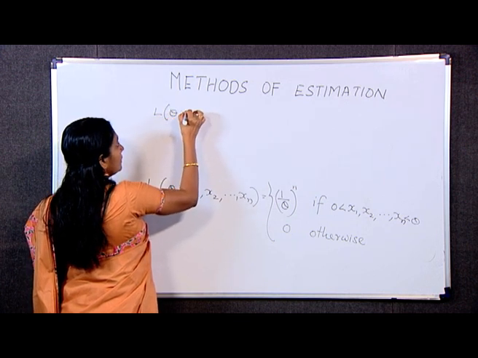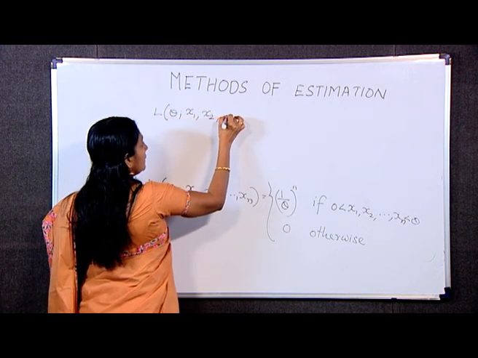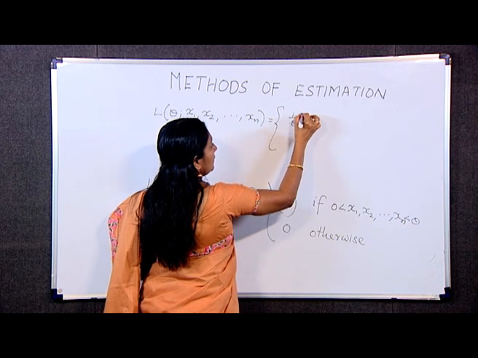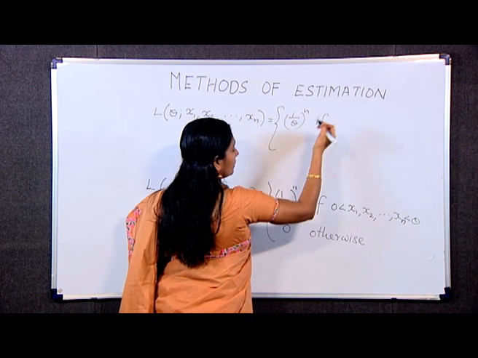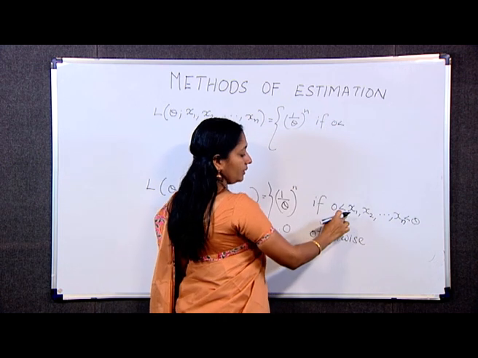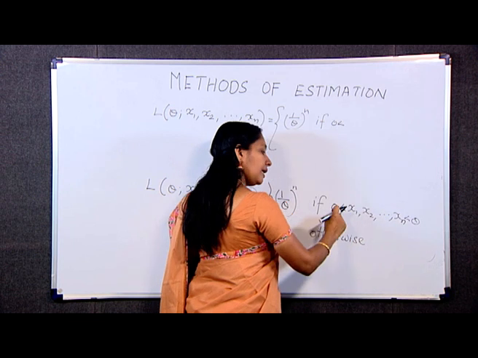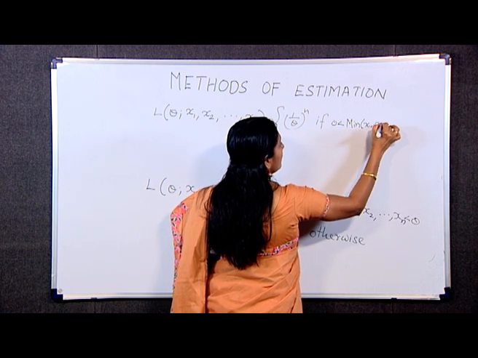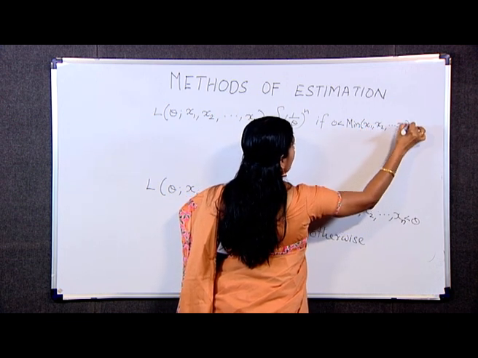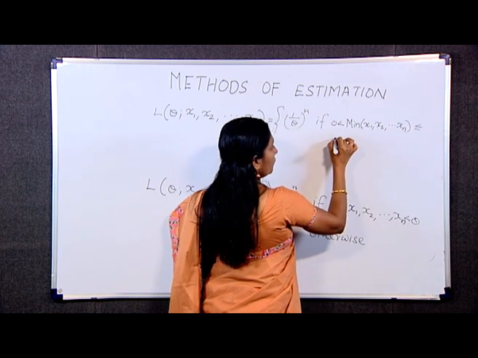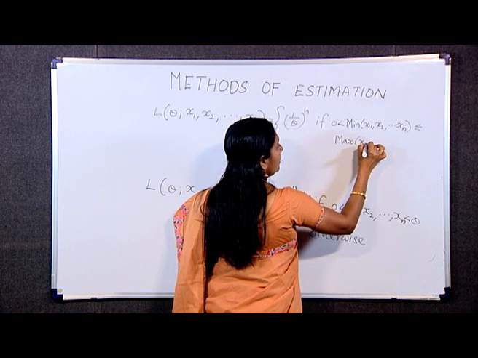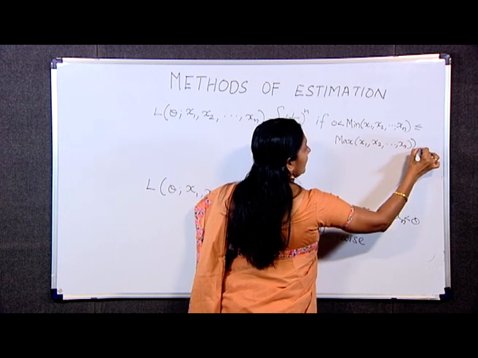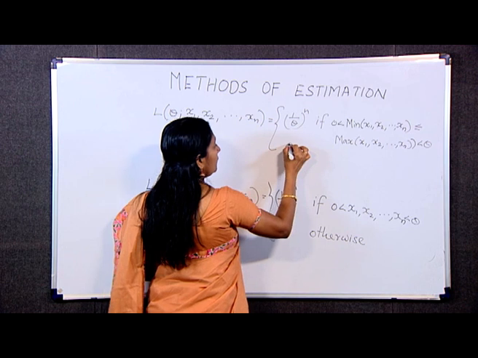L(theta; x1, x2, ..., xn) is equal to 1 by theta raised to n if 0 less than x1, x2, ..., xn, which means 0 less than minimum of x1, x2, ..., xn, which is less than or equal to maximum of x1, x2, ..., xn, less than theta, and 0 otherwise.